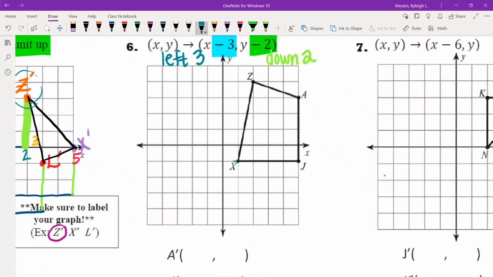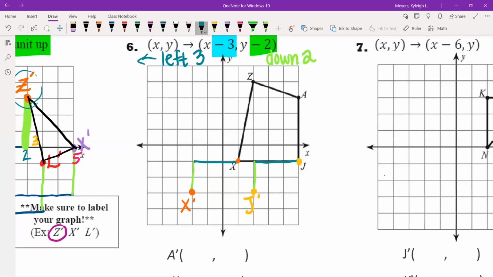You could start at any letter. X was my first one I looked at, so that's why I'm starting there. We go left. Left is this way. So we go left 1, 2, 3, and then down 2. 1, 2. You don't have to put the lines there if you don't want to. If you can just count the boxes, that's fine. I just did that for a visual. And this is X with my apostrophe. We're going to do the same thing with J. So we're going to go left 3, 1, 2, 3, down 2, 1, 2. This is my J with my apostrophe.